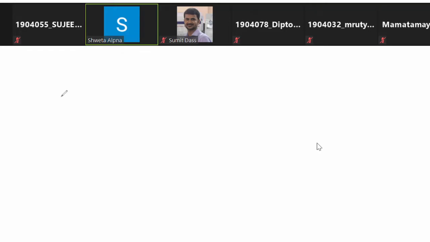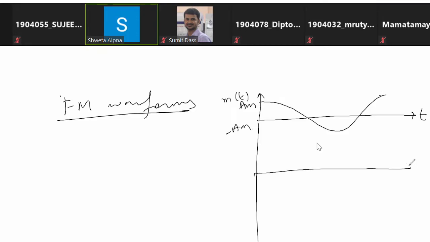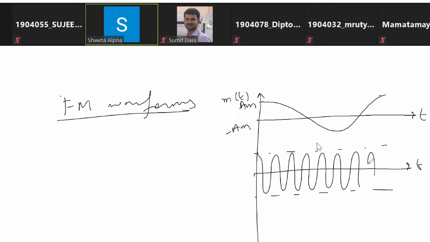So we were discussing about FM, isn't it? FM waveform. Just quickly I will make. Now let me draw the cosine waveform. This is our message signal with peak amplitude AM, and this is our carrier signal AC cos 2 pi fc t. Both are cosine waveforms, so I'm drawing cosine waveforms now, whose peak amplitude is AC. And now we are drawing the FM waveform.